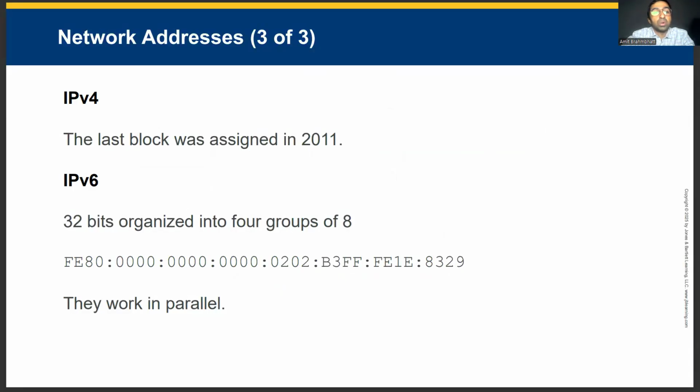IPv4 ran out of free address blocks in 2011, leading to adoption of IPv6. IPv6 uses a much larger address space, 128 bits, represented in hexadecimal groups. Both protocols run in parallel today as the world slowly transitions to IPv6.